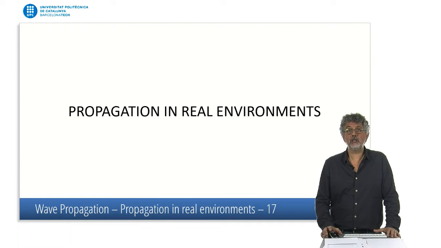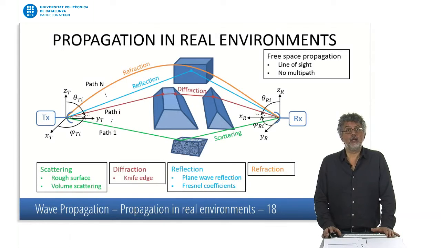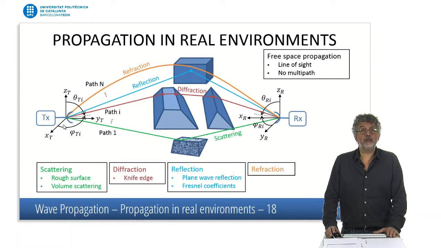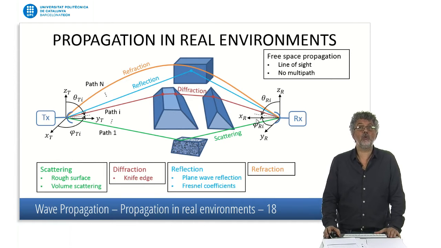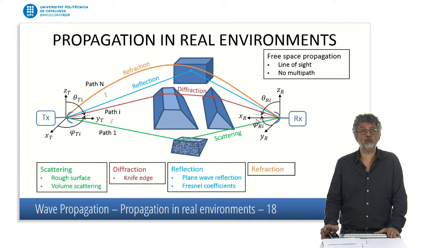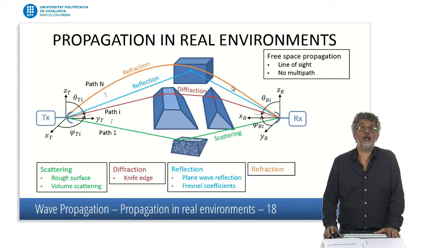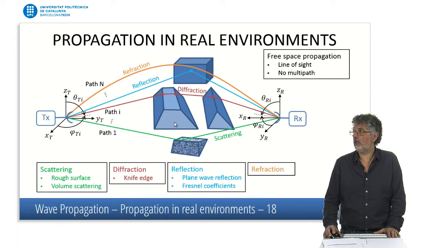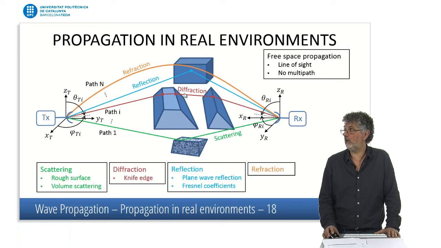Let's start considering now propagation in a real environment. When we have a transmitting antenna and a receiving antenna, we'll encounter all sorts of elements that will modify or deviate our propagation from what we would call free space conditions. We will have reflection in obstacles, we will have scattering, we will have diffraction because there will be obstacles that will be obstructing our line of sight.